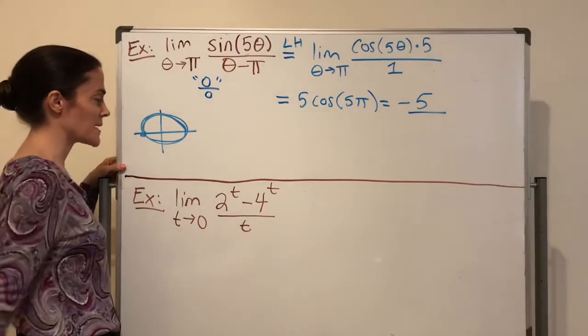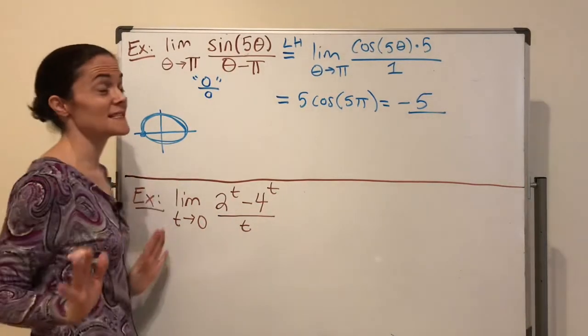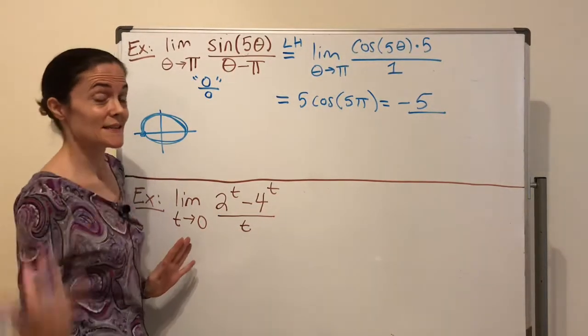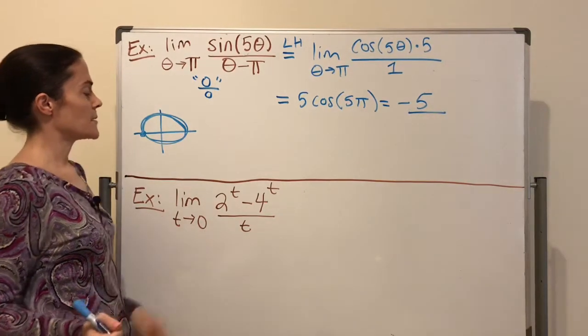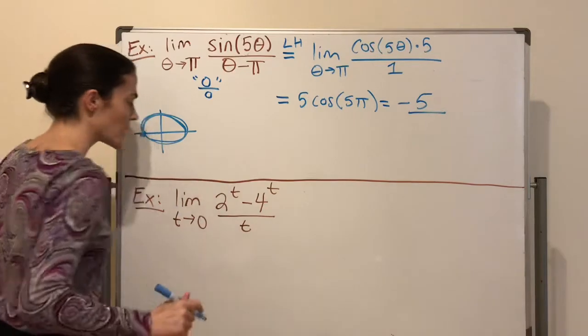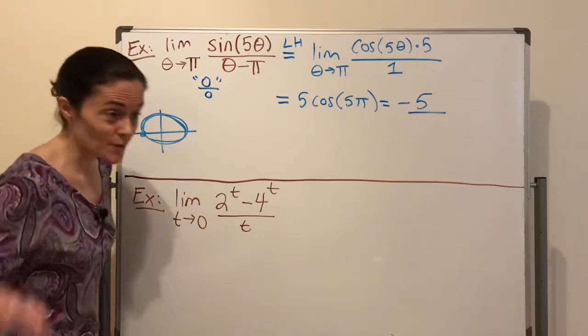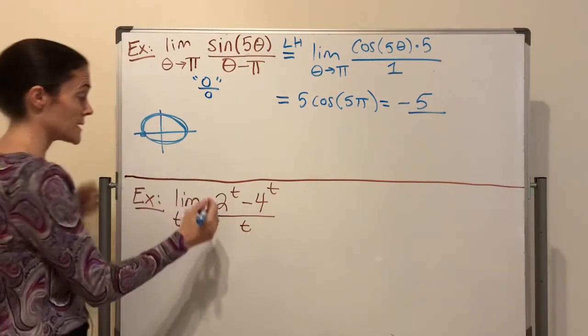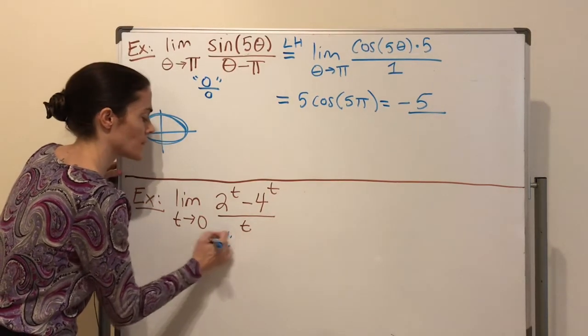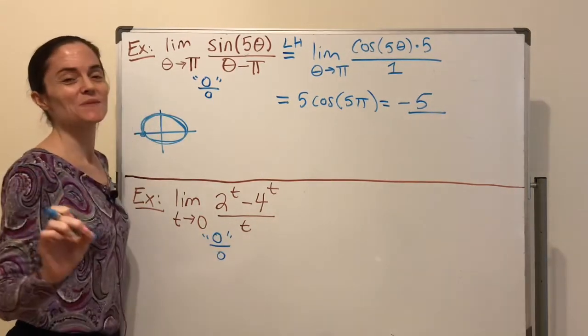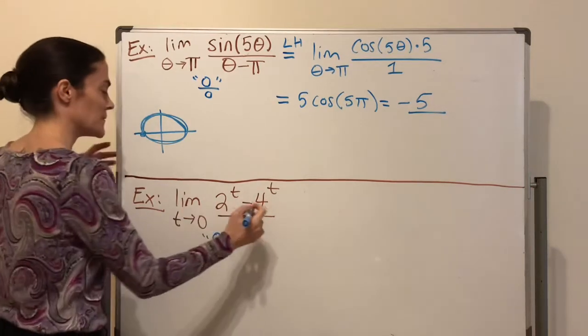Now, in this example, we have 2 to the t minus 4 to the t divided by t. We want the limit as t approaches 0. The numerator, well, 2 to the 0 and 4 to the 0 are both 1. So we get 0 over 0. This means we may use L'Hopital.